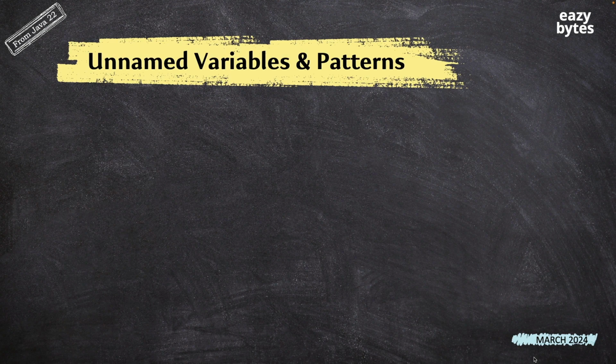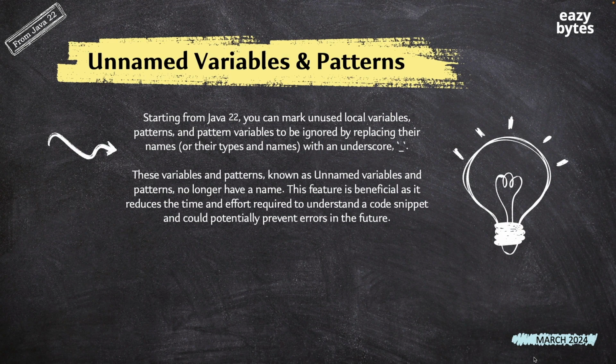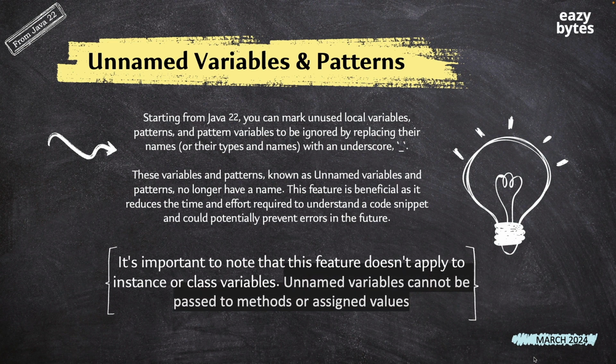So at a high level, if someone asks you what an unnamed variable and pattern is, just tell them it is introduced as part of Java 22. All the unused local variable names and pattern variable names can be replaced with a symbol called underscore. This is the simplest definition you can give, but it is important to note that these unnamed variables and patterns cannot be applied to instance fields or class level fields, like static fields or instance fields that you create inside your class body. On top of that, these unnamed variables cannot be passed to methods. So these are the limitations.